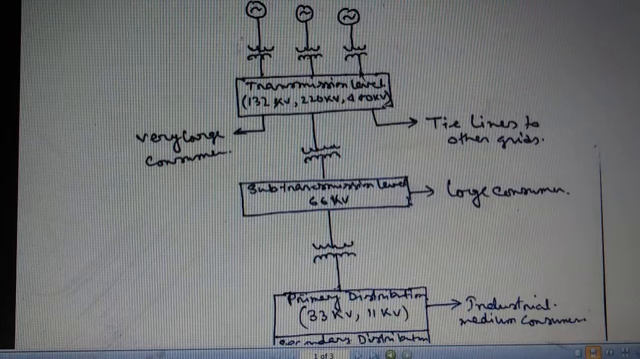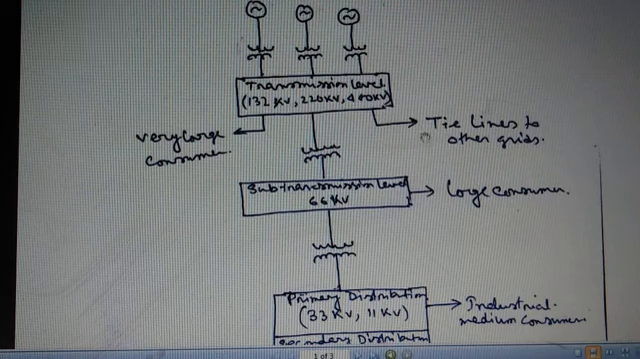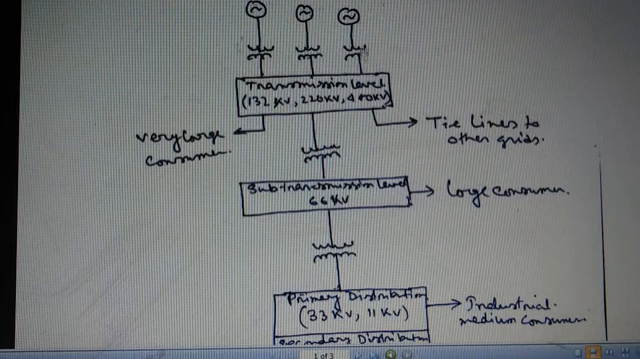This portion is the starting point of the transmission line, and this is called the transmission level. In our country, different transmission voltages are present, like 132 kV, 220 kV, 400 kV, etc. From the transmission line, two separate branches pass through the area. One is the tie line to the other grids, because this generating station is connected to the grid, and the grid is a network connected with different power plants. So this is a power plant, and this line is connected with the grid.